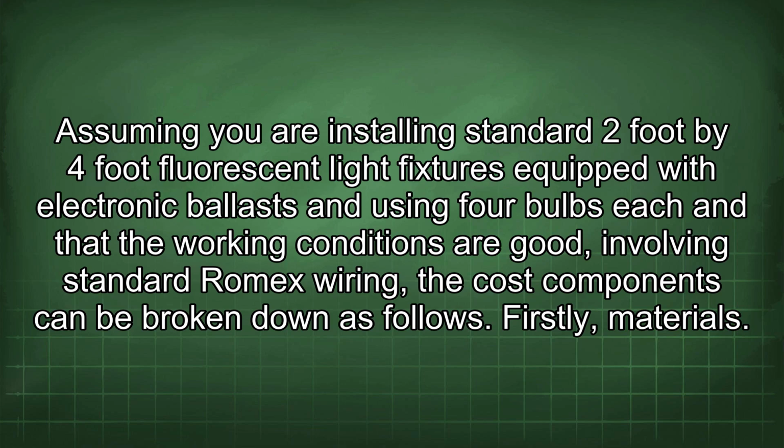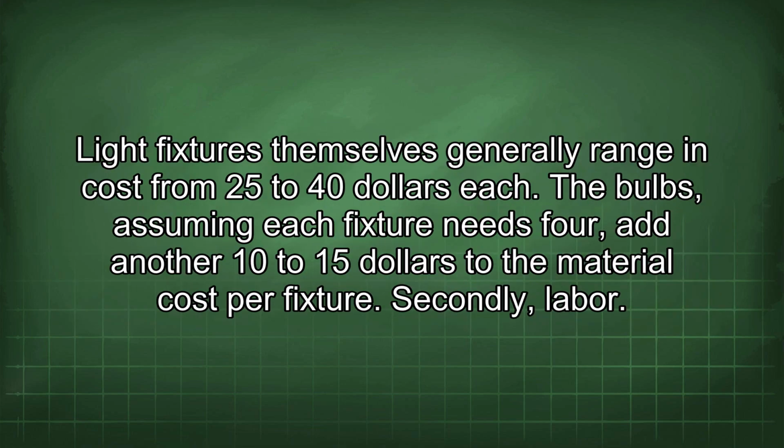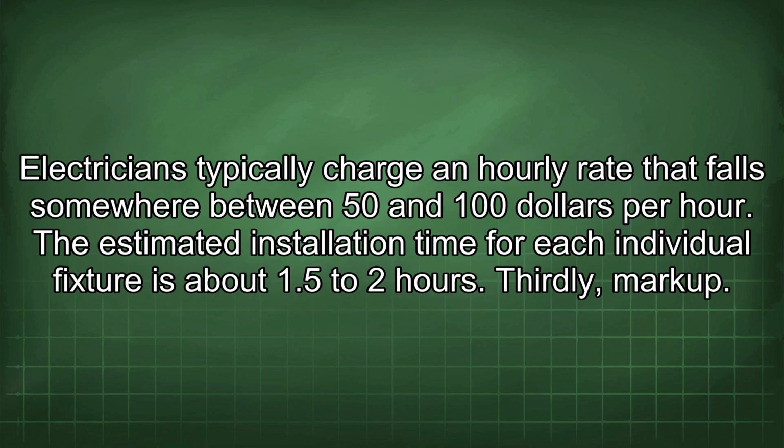Firstly, materials. Light fixtures themselves generally range in cost from $25 to $40 each. The bulbs, assuming each fixture needs 4, add another $10 to $15 to the material cost per fixture. Secondly, labor. Electricians typically charge an hourly rate that falls somewhere between $50 and $100 per hour. The estimated installation time for each individual fixture is about 1.5 to 2 hours.